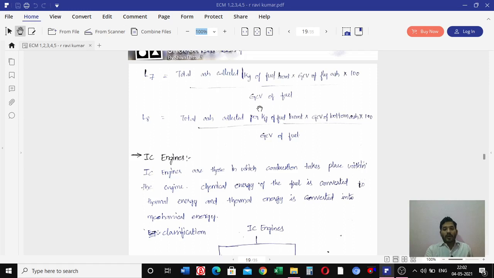So in the next session we are going to learn about the internal combustion engine. I hope no one has any doubt up to here.